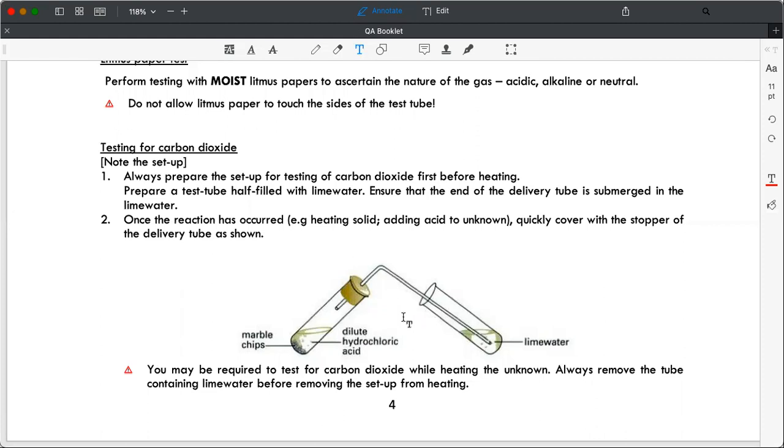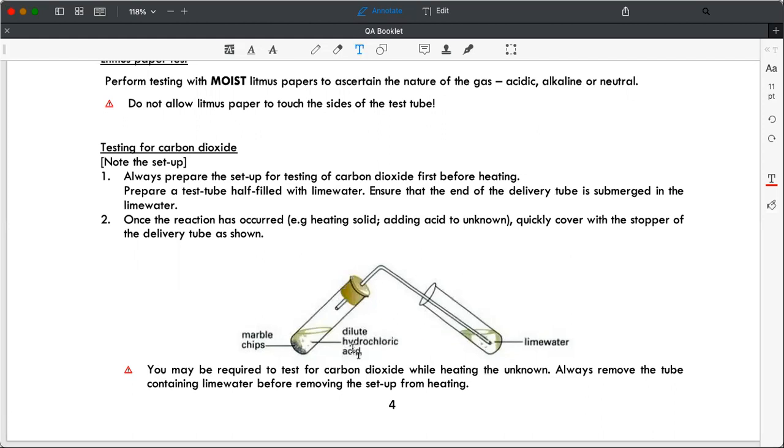You need to increase the speed of your work. You need to complete the paper within the limit of time. So the short end of the delivery tube is connected to the rubber bung, and you are supposed to stopper the test tube with the longer end of the delivery tube connected and submerged into the lime water.